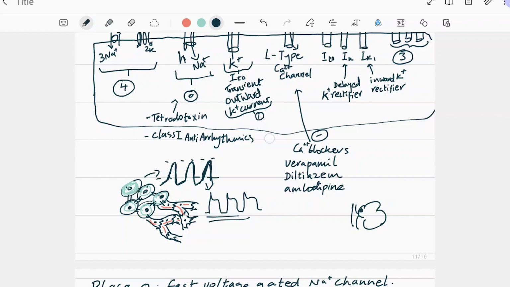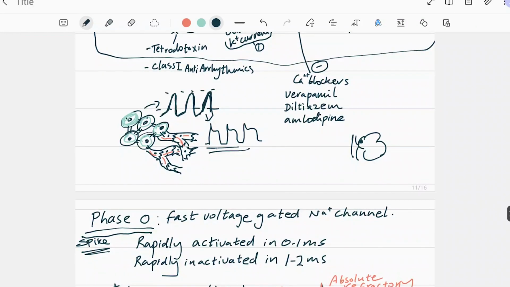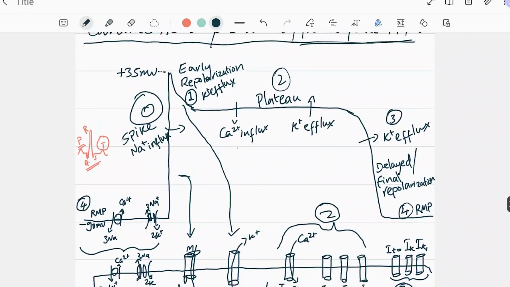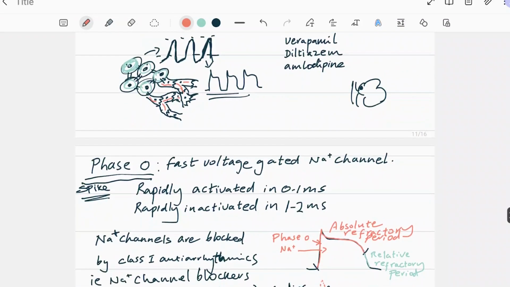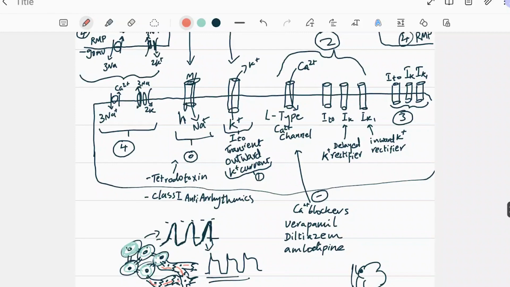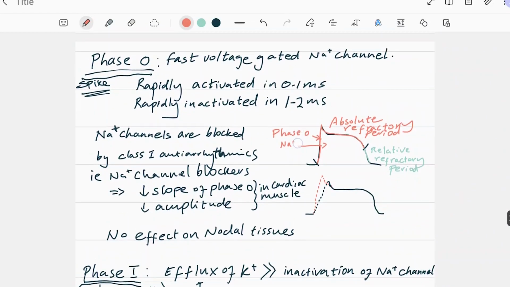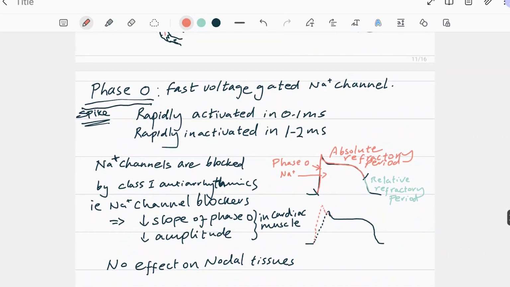So that gives you phase 0. Phase 0, which is your spike potential. You could see phase 0 over here, I'll highlight in red. This is phase 0. This is where you open these channels called your voltage gated sodium channels, like the ones you studied in the action potential in neuron, same ones. So these are fast voltage gated sodium channels.